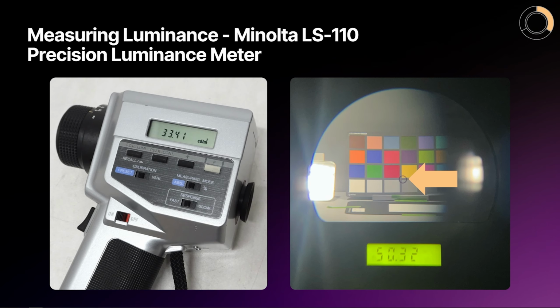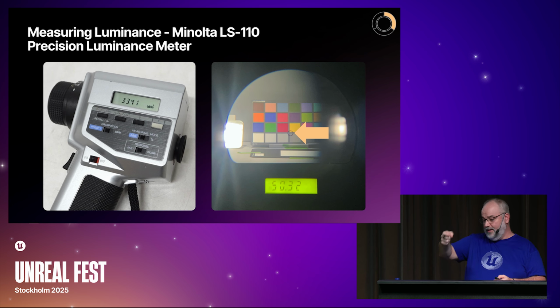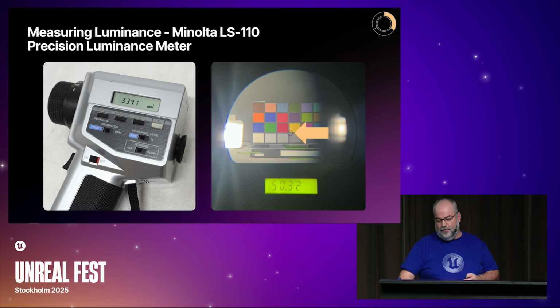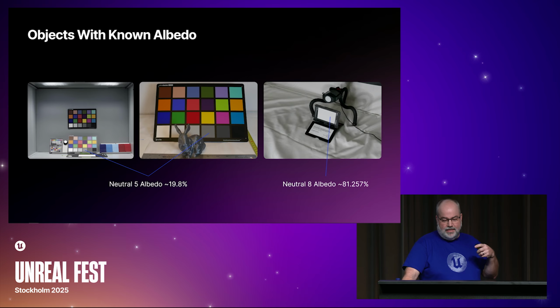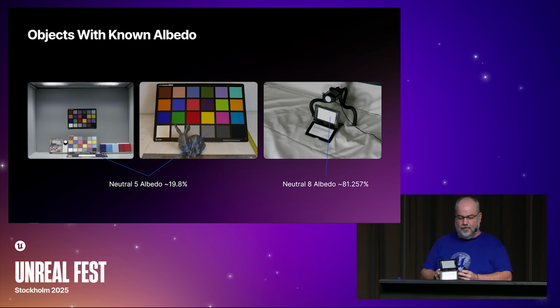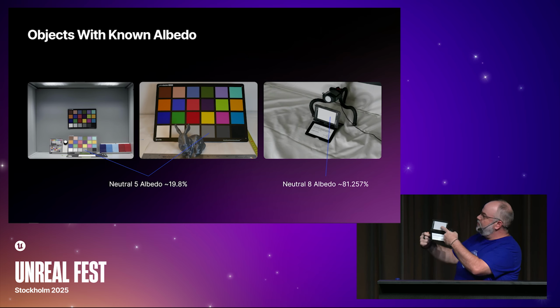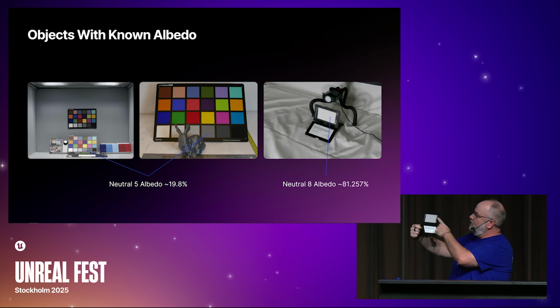So I use this really fancy lab equipment. This is the Minolta LS110. You can point this at any object and it'll return that value, right? It's kind of unobtainium, but I used it just to validate. This has a known albedo of neutral 8, so it's about 81%.